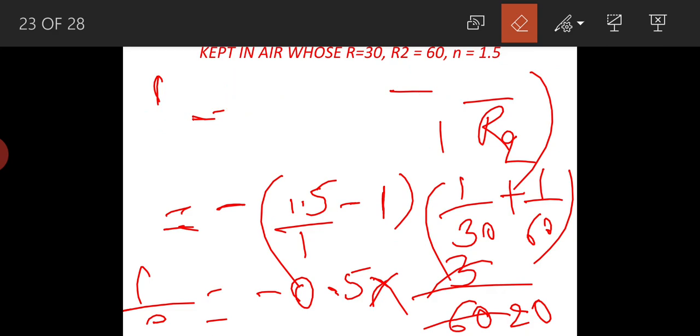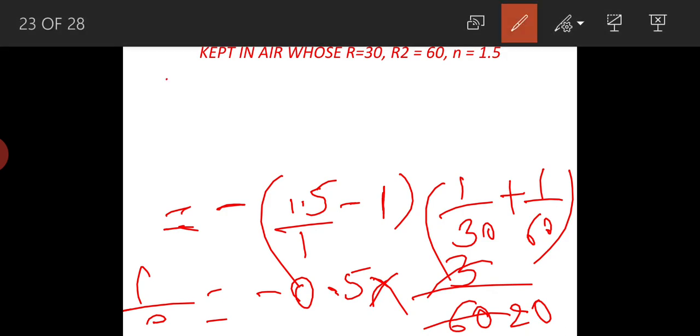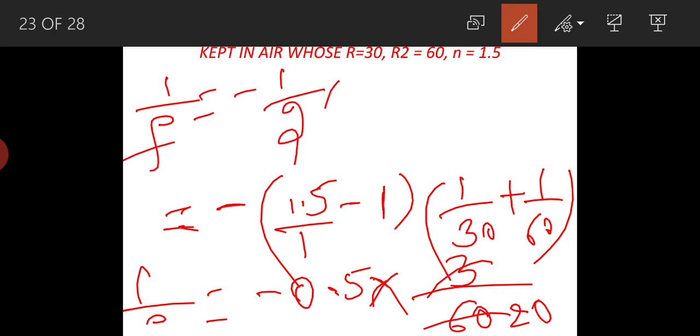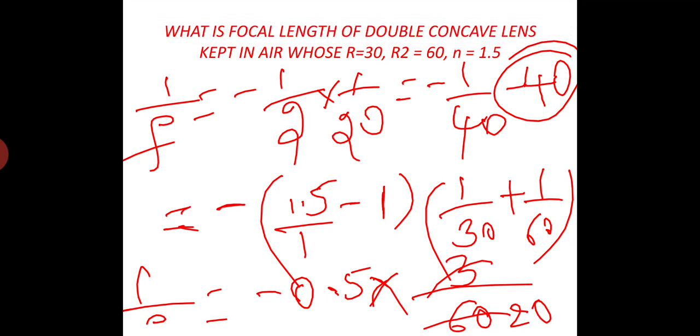So 1 by f is equal to minus 0.5, I can write it as 1 by 2 into 1 by 20. So this is minus 1 by 40. 1 by f is equal to minus 1 by 40, whereas f is equal to minus 40. So focal length of the concave lens is minus 40. Next question.